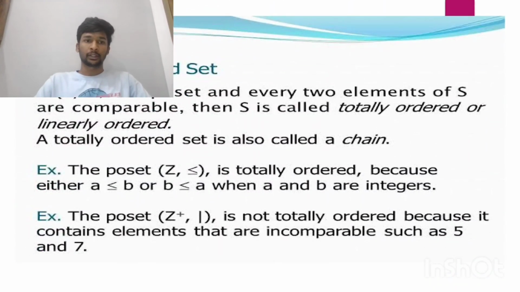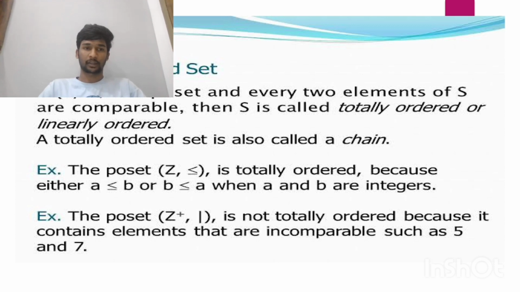So the next one, totally ordered set. If the given is a poset and every two elements of S are comparable. So as I firstly said, a totally ordered set is a comparable set. Like the elements in the set should be comparable. Like let's take an example of A comma B that should be comparable. If they are not comparable, it does not come under totally ordered set.